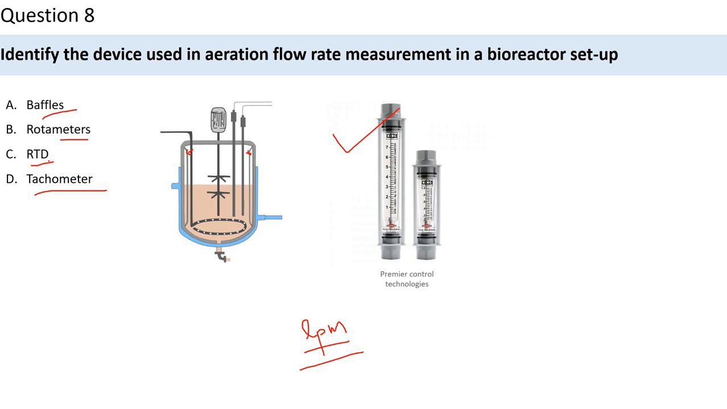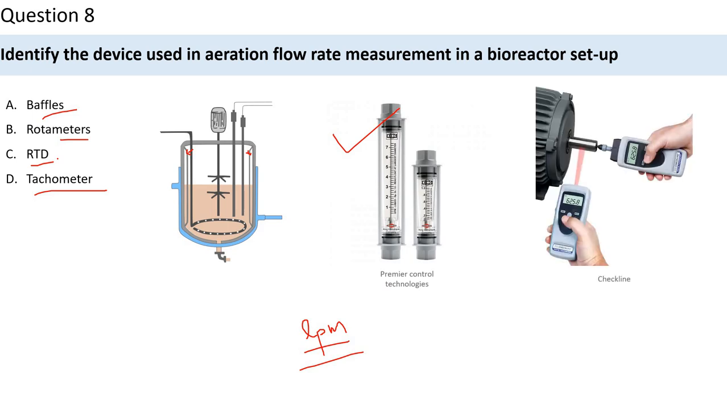And RTD is nothing but resistance temperature detector. If the temperature is decreasing, your resistance will also reduce. If the temperature is increasing, your resistance will also increase. Based on this sensor movement, as this is directly proportional, your temperature will be measured through RTD. So RTD is not for aeration flow rate measurement, it's for temperature.